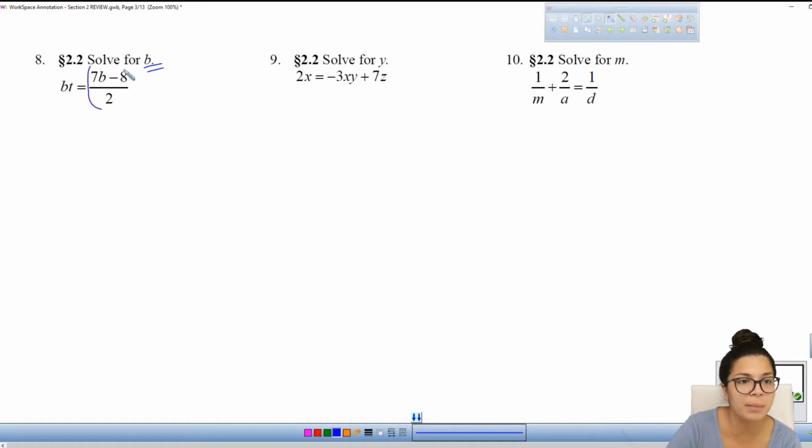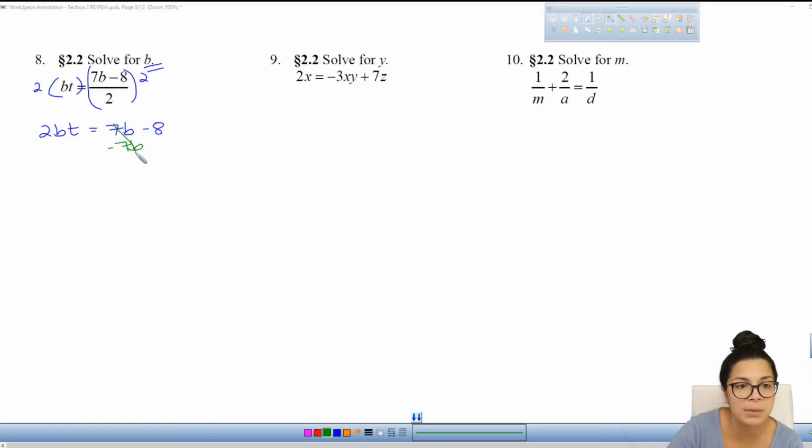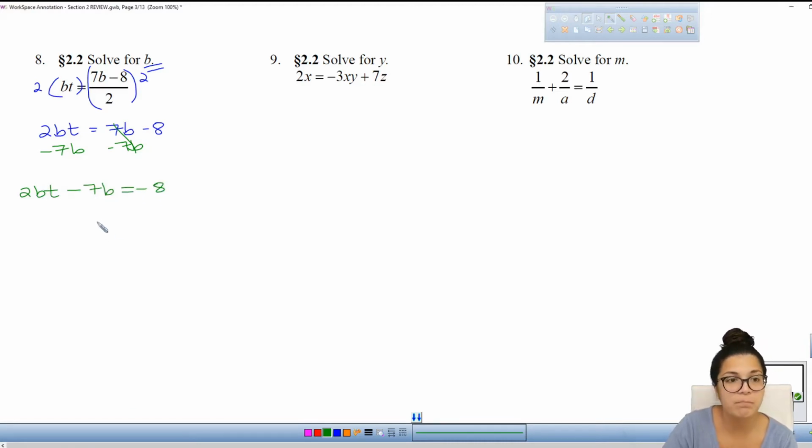Okay, so the first order of business would be to get rid of the fraction, so I can just ungroup the numerator. So I end up with 2bt equals 7b minus 8. Now that I have that numerator out of the grouping from the fraction, I can subtract 7b on both sides to bring that term to the left-hand side with the other term, 2bt, which has the variable b, which is what I'm trying to solve for as well.